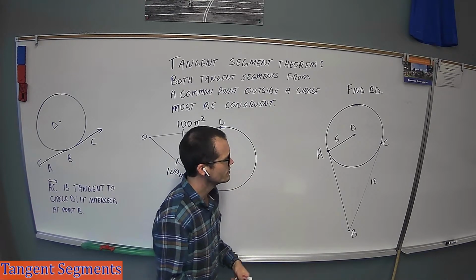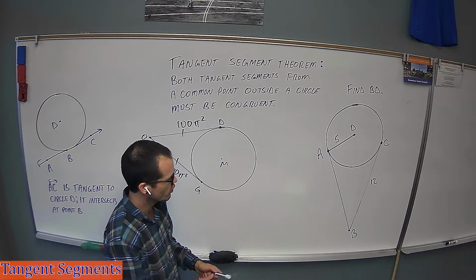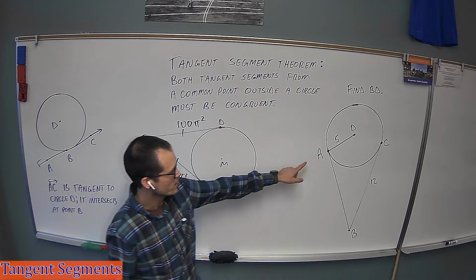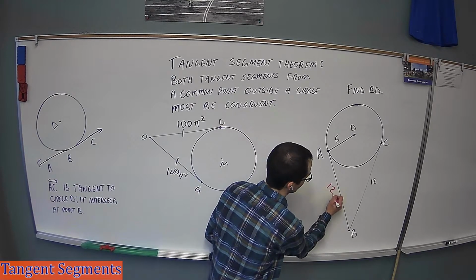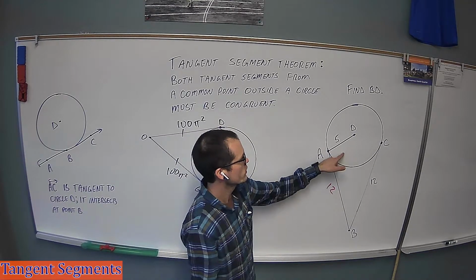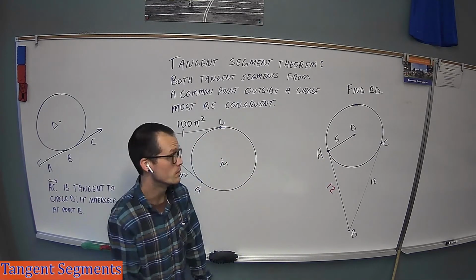So let's see what we know here. We know that BC has a length of 12. Therefore, applying the tangent segment theorem, AB must also have a length of 12. Okay, cool. It looks like we also know the radius of our circle is 5. That seems like it could be important.